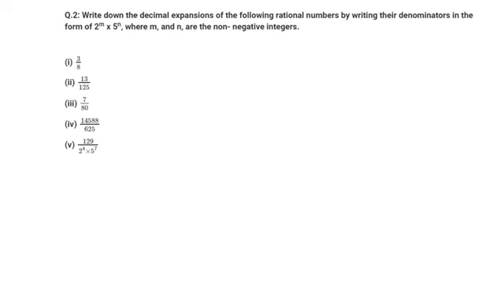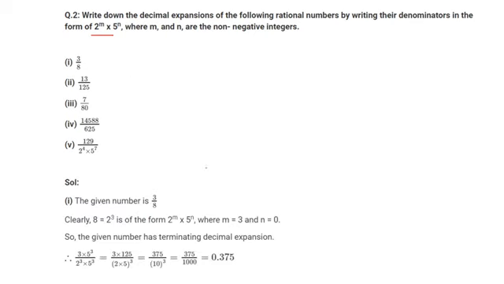Write down the decimal expansion of the following rational numbers by writing their denominators in the form 2 to the power m into 5 to the power n, where m and n are non-negative integers. So same thing we are going to do, the way we did in the previous part, question number 1. So 3 by 8 is what? 8 is 2 to the power 3.